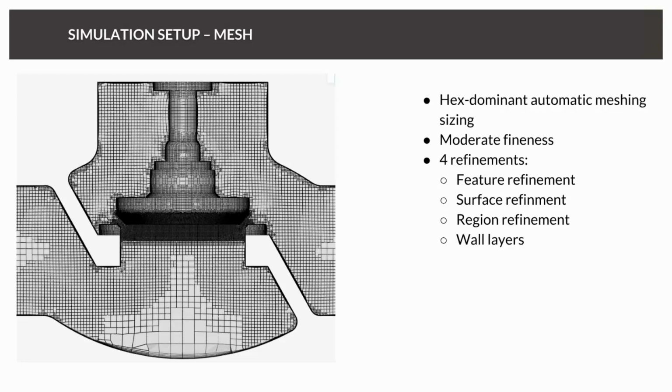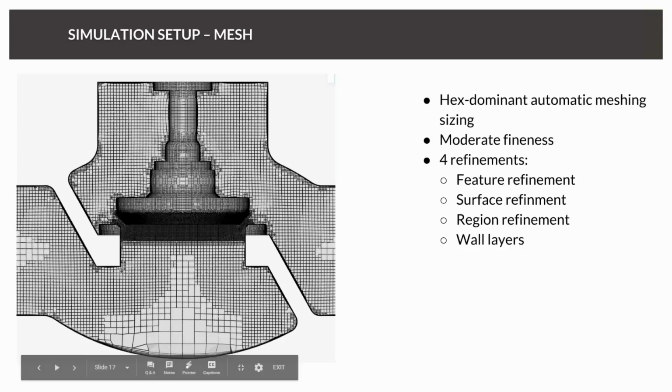I could talk all day about these, but I used feature refinement, which basically adds mesh around tight corners. If you look at my mouse, at the 90-degree angles, there's actually enhanced mesh there, and that's due to the feature refinement. Surface refinement is just adding more mesh to a surface. So I grabbed the surface between the housing and the plug, highlighted it, and increased the mesh density there. Then I did a region refinement, which just adds mesh in a certain volume, and then of course wall layers.